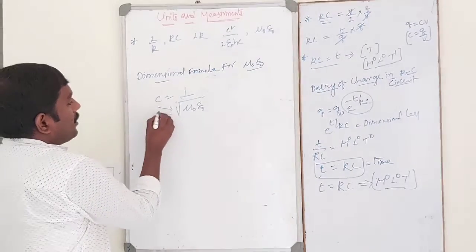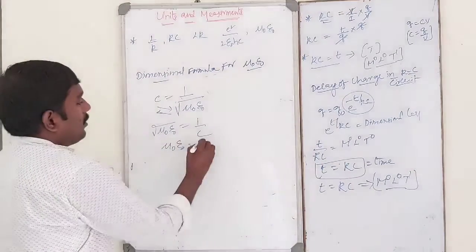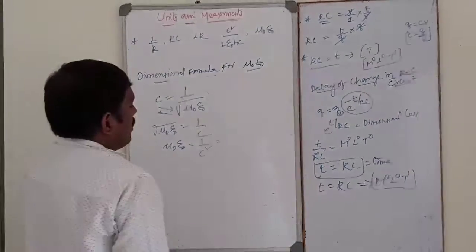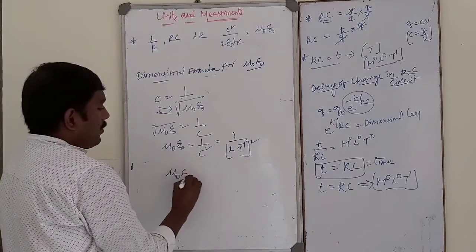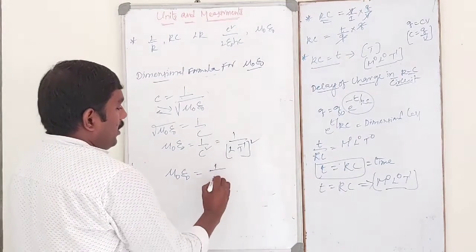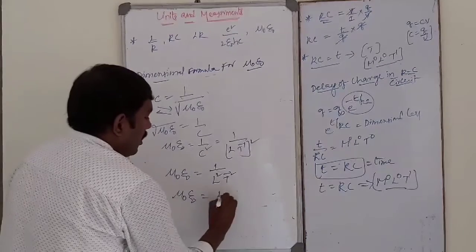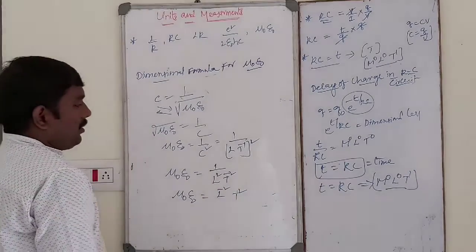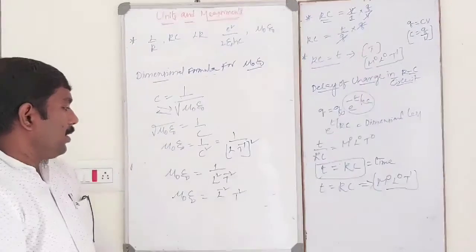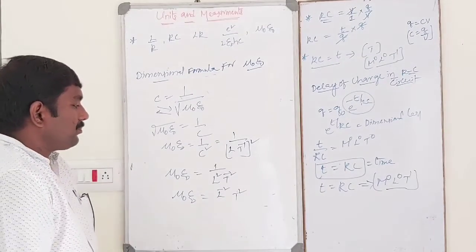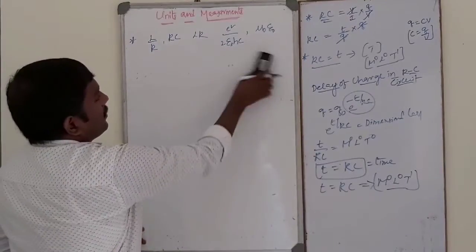On cross multiplication, mu naught epsilon naught is equal to 1 by c, squaring on both sides, 1 by c power 2. So 1 divided by velocity, L T power minus 1, whole power 2. So mu naught epsilon naught is equal to 1 divided by L power 2 T power minus 2, so mu naught epsilon naught is equal to L power minus 2 T power 2. This is the dimensional formula for mu naught and epsilon naught. Okay students, so next one.